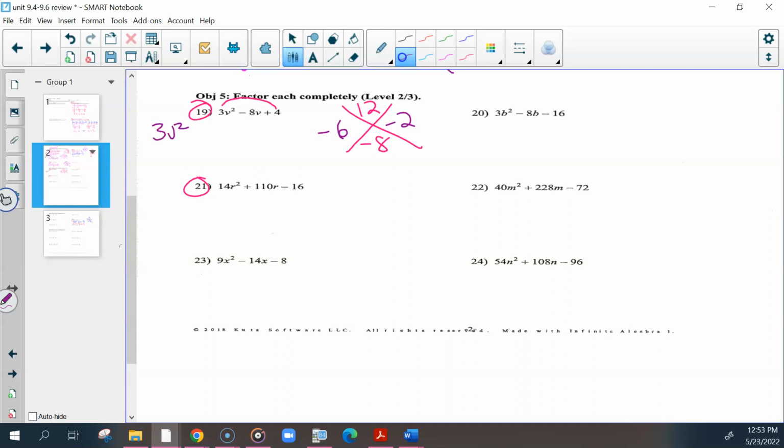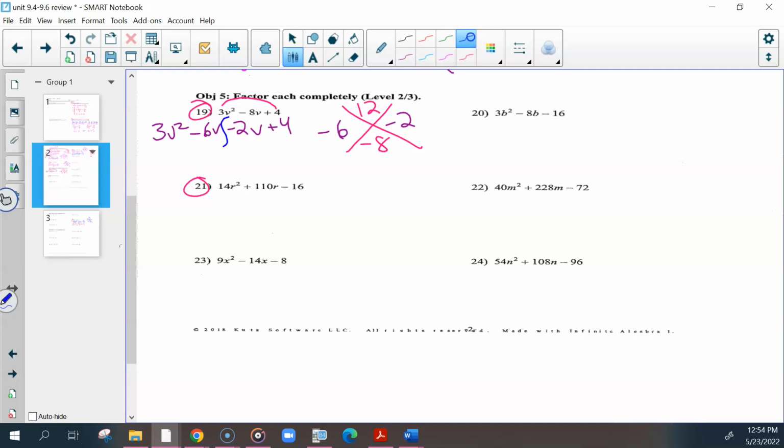3b squared, the first term stays the same. Put these two in place of negative 8 with the variable. So negative 6b minus 2b. And your last term stays the same, plus 4. Now we have 4 terms that we're going to factor by grouping. So split the middle.